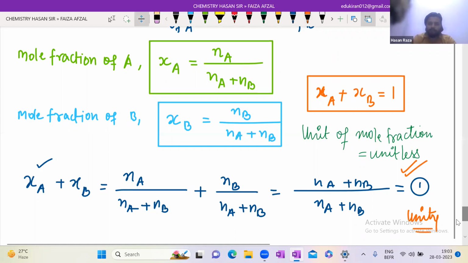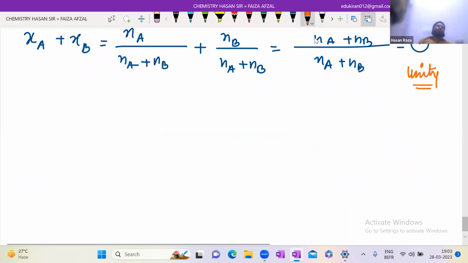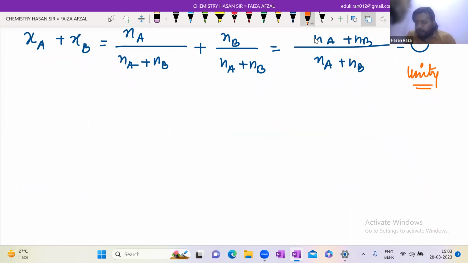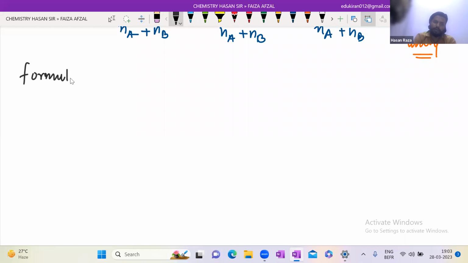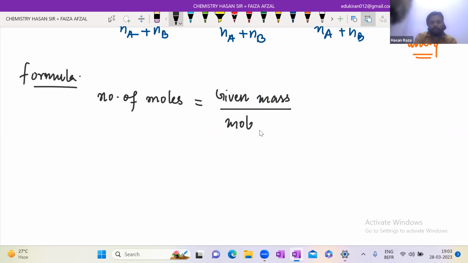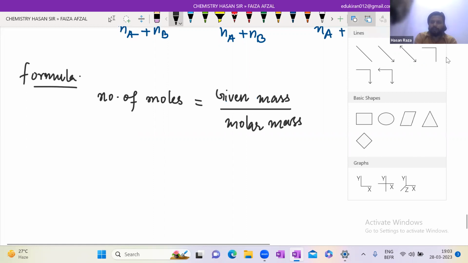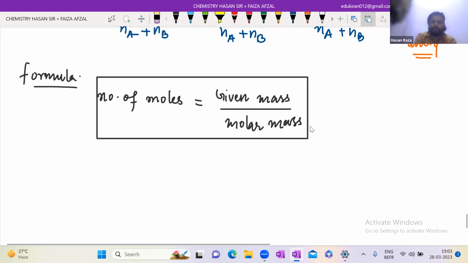Now see, to do numericals on mole fraction, you need to know how we calculate the number of moles. So I think you know the formula for number of moles. Can you tell me? Number of moles equals given mass upon molar mass. Humamuddin, are you comfortable in calculating molar mass? Can you calculate the molar mass?